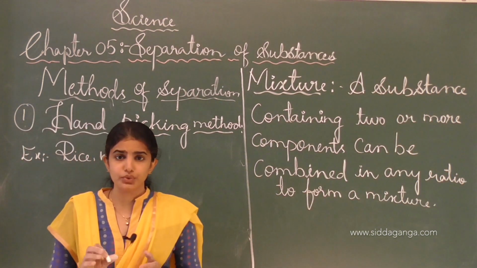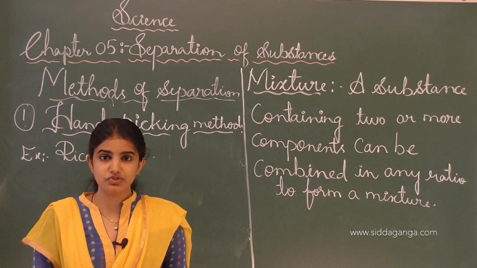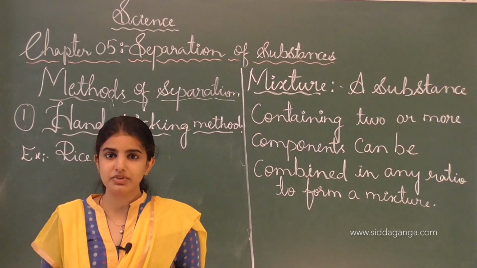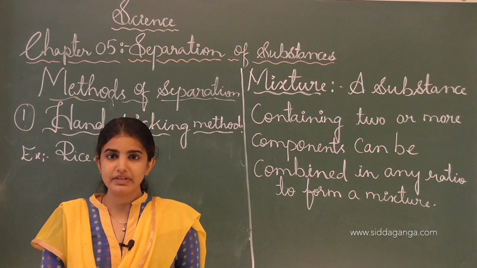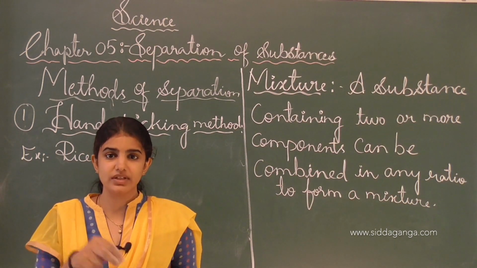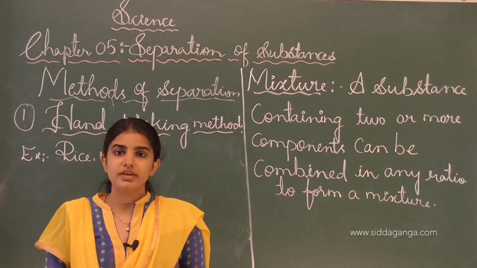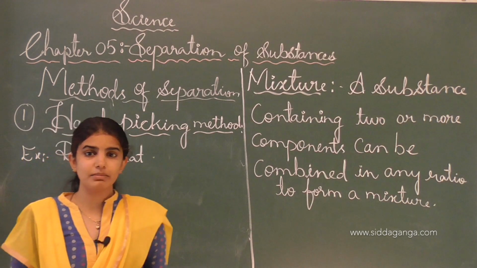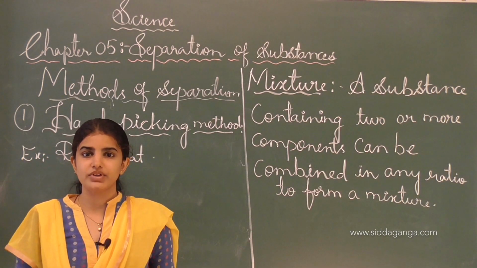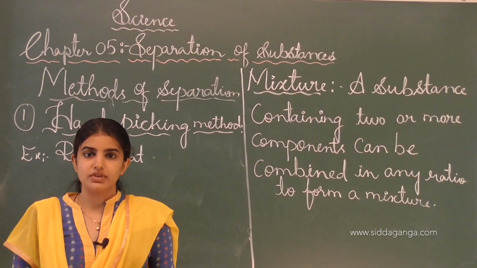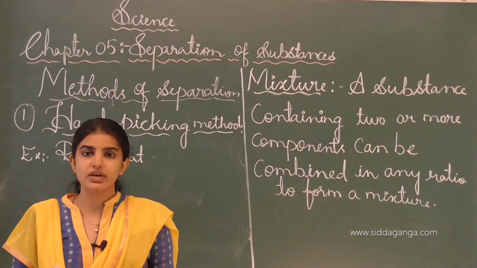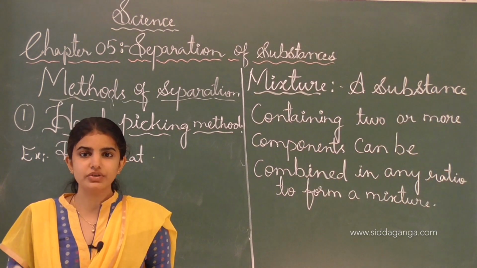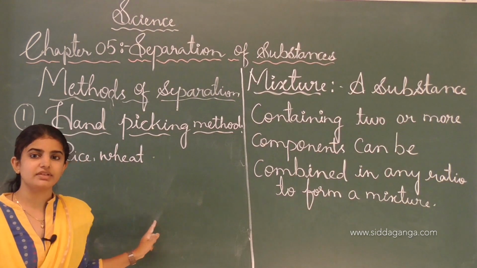You all have noticed in your home, your mother picks the stones and different types of leaves which are present in the rice as well as in different types of pulses. Why? Because this is the physical method to remove the undesirable components from the desirable component. She picks them out before going to cook. This is how the hand picking method is applicable.